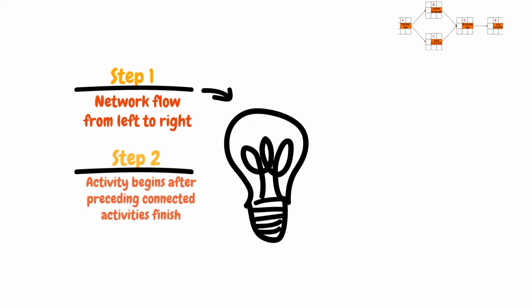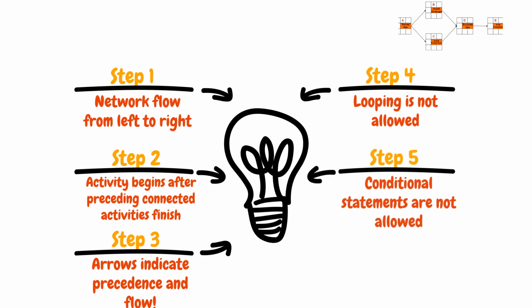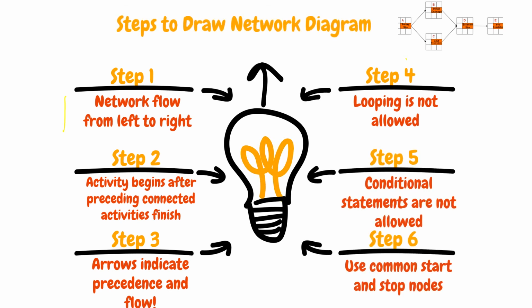Right, so let's review some of the rules for project network diagrams. The first rule is that the network always flows from left to right. As you can see, we draw it from left to right. Secondly, activities begin after preceding connected activities finish. For instance, here excavation of site could only begin once installing of drainage and installing the power lines have been completed. The arrows indicate the precedence and the flow relationship. Basically this arrow indicates that activity B could only commence once activity A has finished.